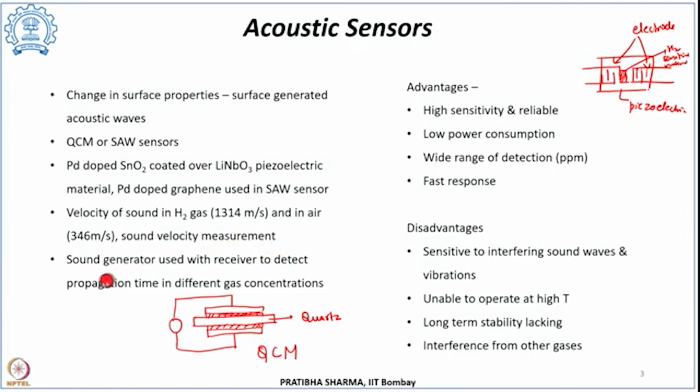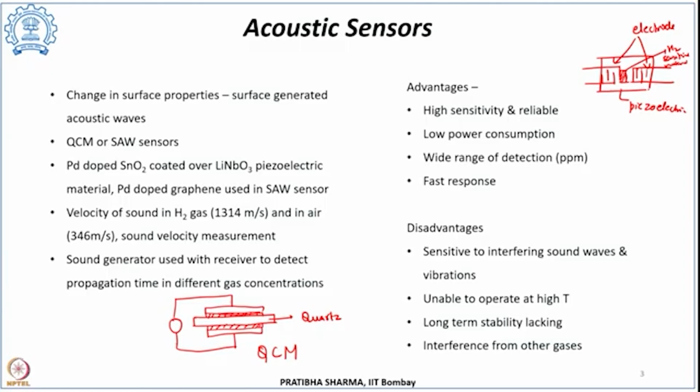So the sound velocity measurement is done. For that there is a sound generator which is used, and then there is a receiver, and this receiver is used to detect how much time it takes for the sound to propagate in different gas concentrations. So that propagation time is calibrated against the gas concentration, and that can be used to detect the hydrogen gas.